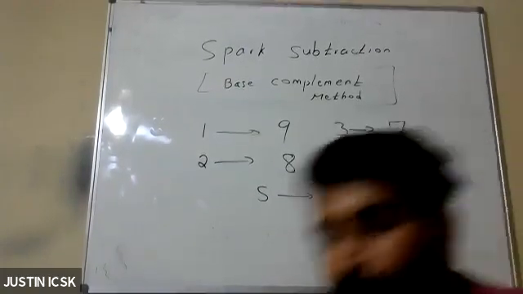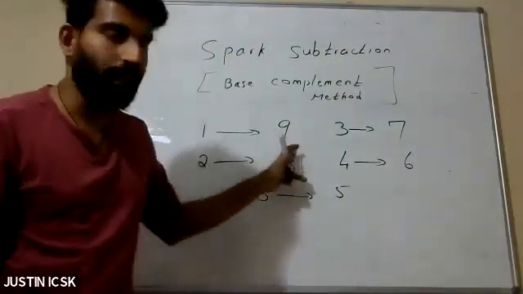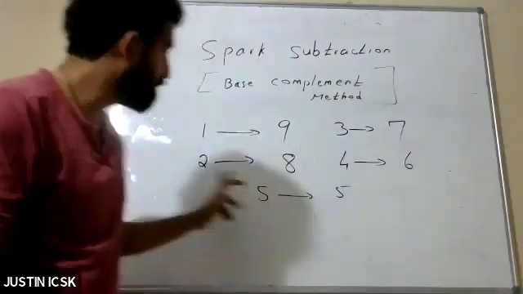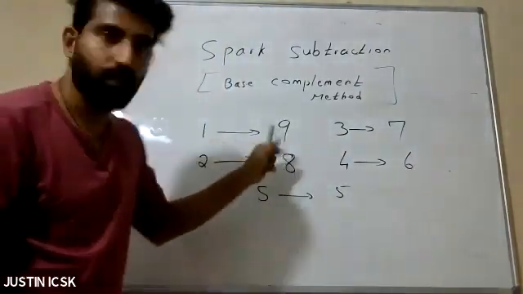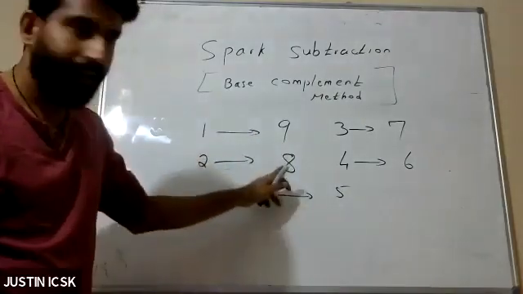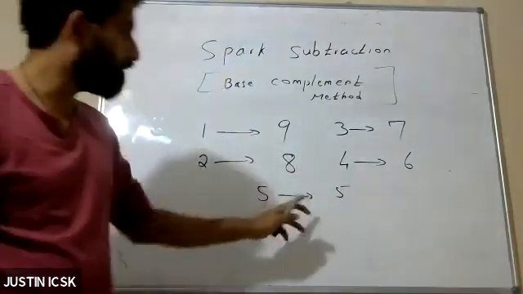Okay, complement. I hope that everyone understood the complement. Complement of 1 is 9, 3 is 7, 2 is 8, 4 is 6, 5 is 5. Opposite also: complement of 9 is 1, of 8 is 2, of 7 is 3, of 6 is 4, and 5 and 5.